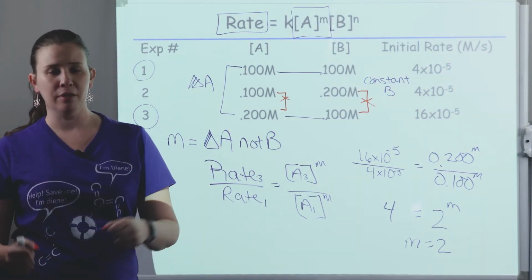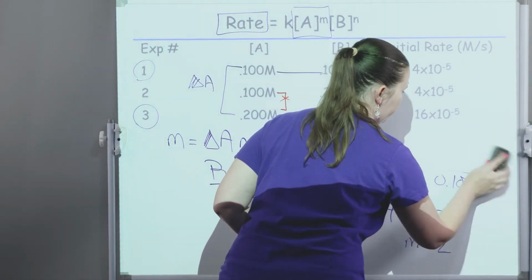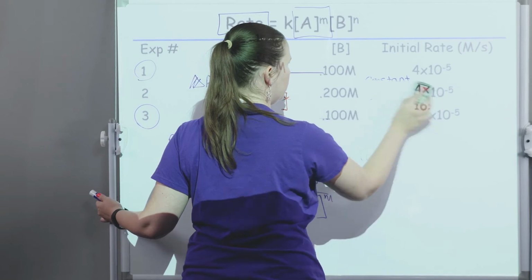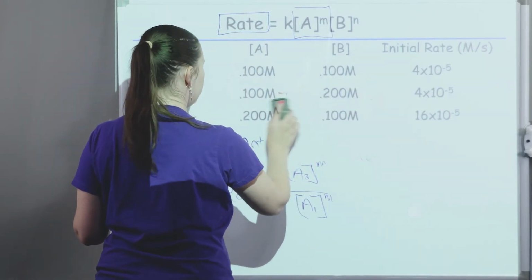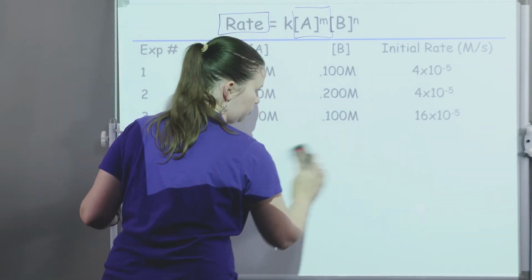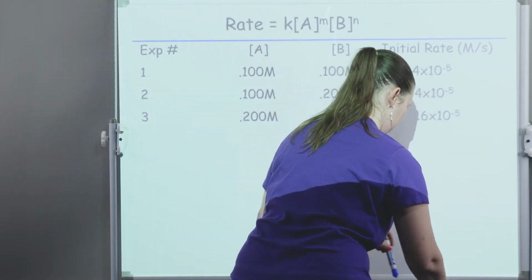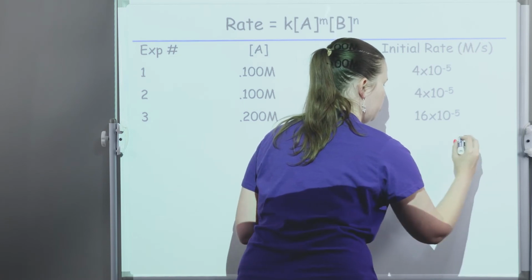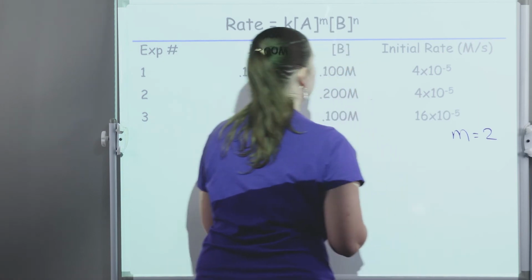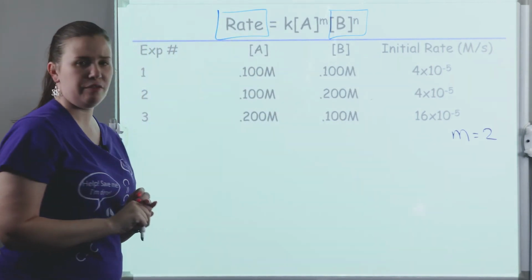Now that we found M, let's move on to find N. So N is going to represent B's effect on the rate. So I'm going to make some room here so that we can look at this table focusing solely on B's effect on rate. I am going to jot down over here because I'll need it later that M was equal to 2. So now let's look at N, which shows how B affects the rate.